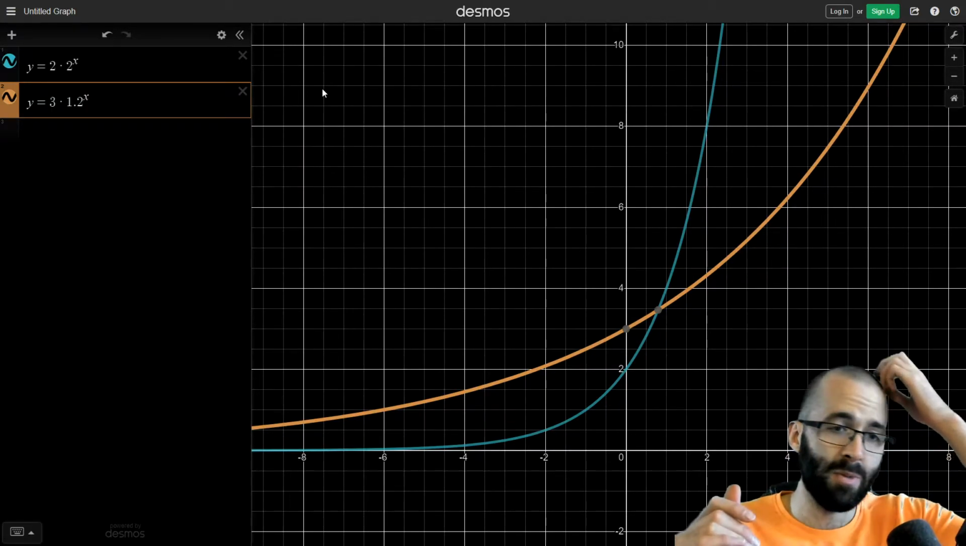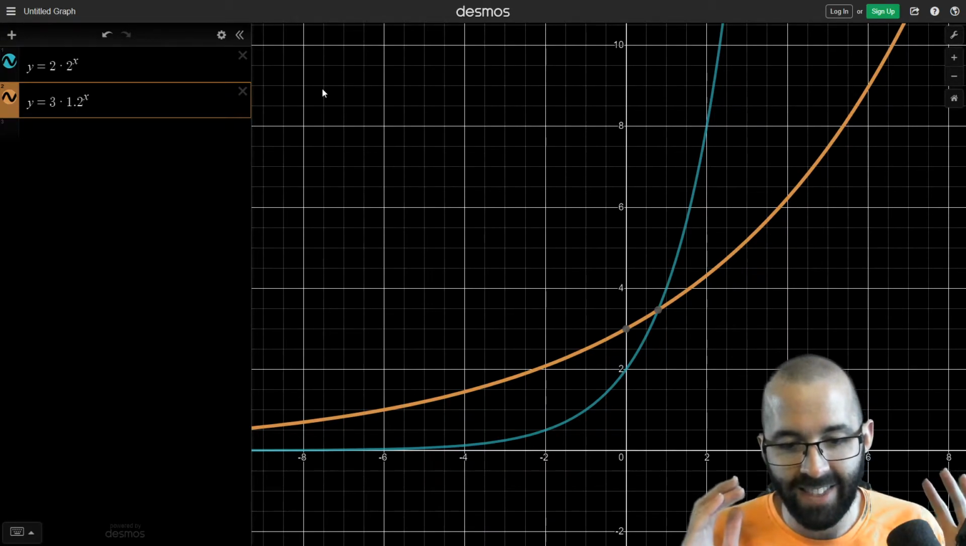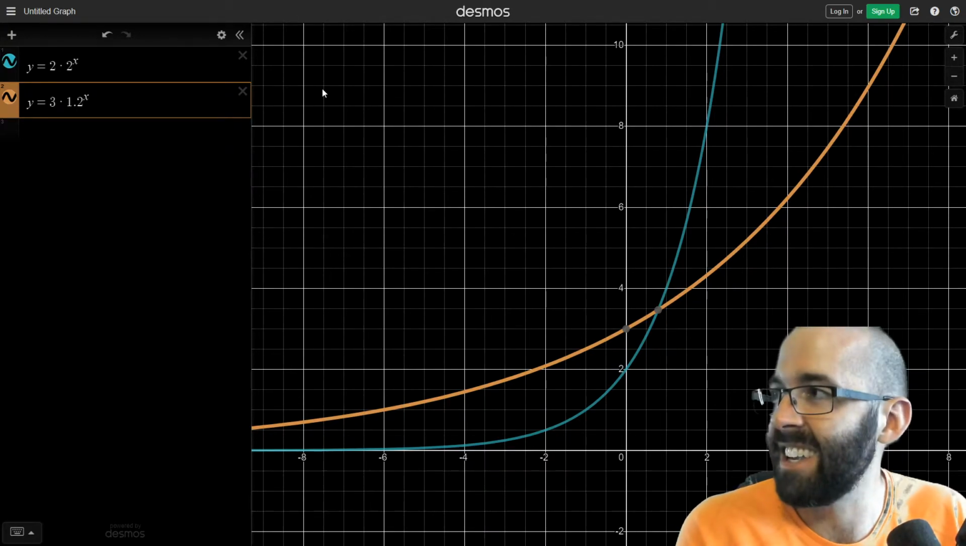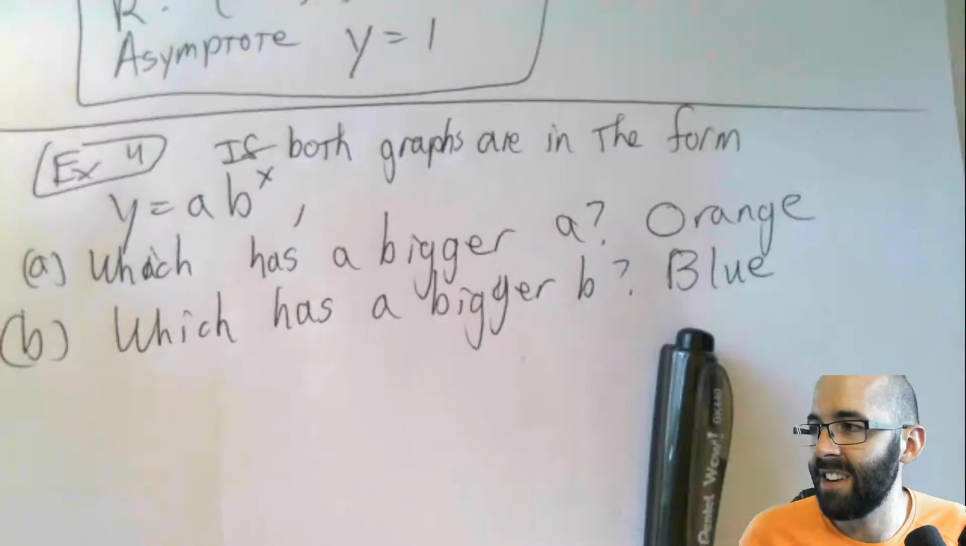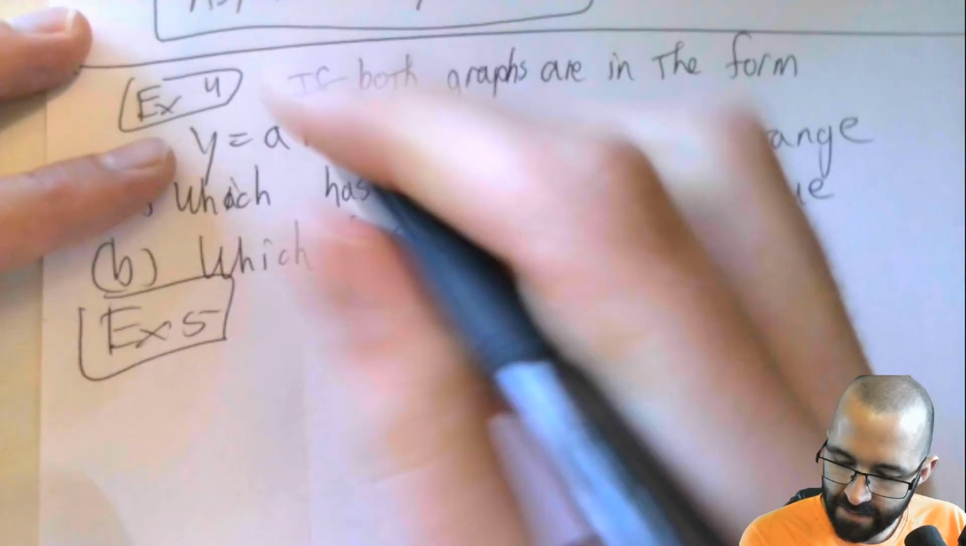Again, the textbook is really messy for these ones. If you haven't seen it yet, I'll show you at the end of it. But I want to do example 5 first.